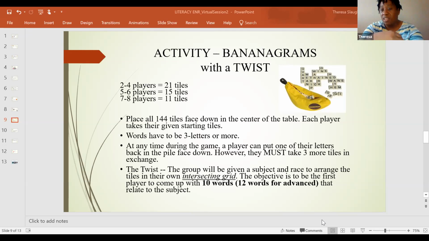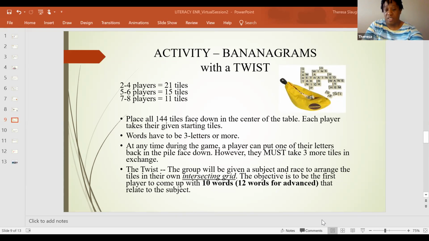Once the kids take the letters from the pile, it's okay if they have them face up. They can turn them face up. You need to stress that the words have to be at least 3 letters or more, no "it" and "the" type of words. At any time during the game, a player could put a tile back in the pile face down, but when they do that, they have to take 3. They could put 1 back, but they have to take 3 in that exchange. So the first 3 bullets is exactly how Bananagrams is played.